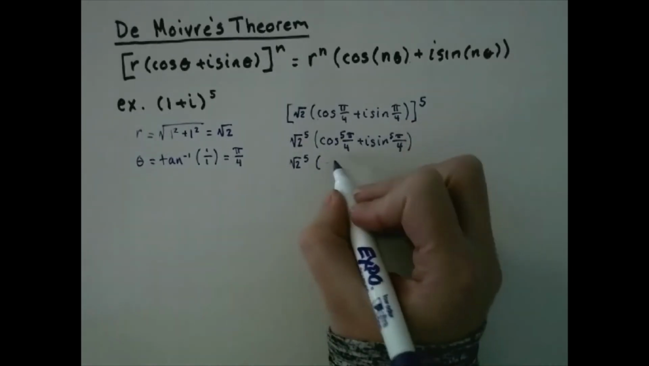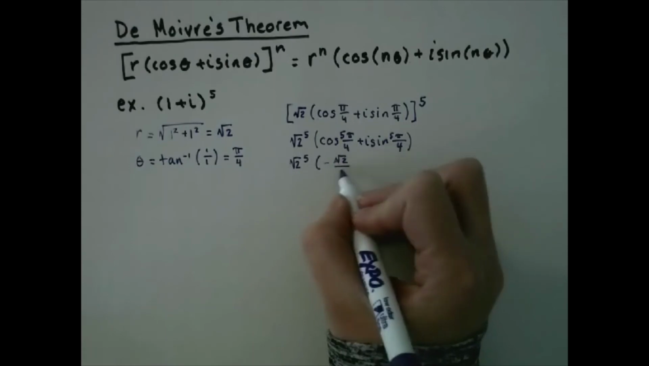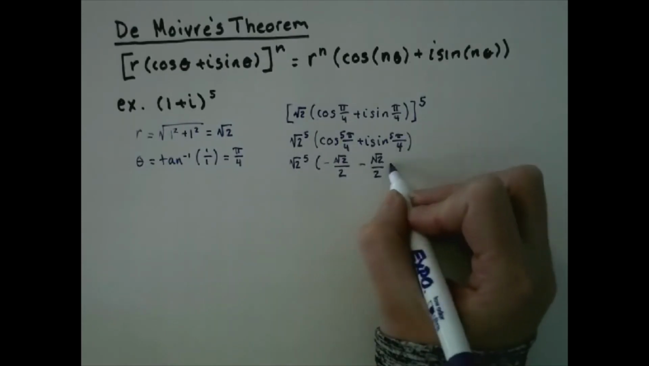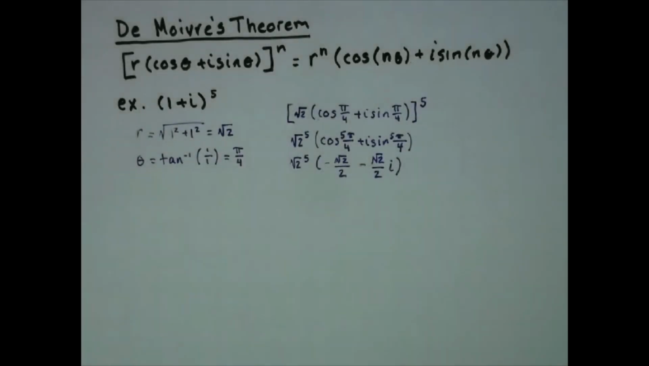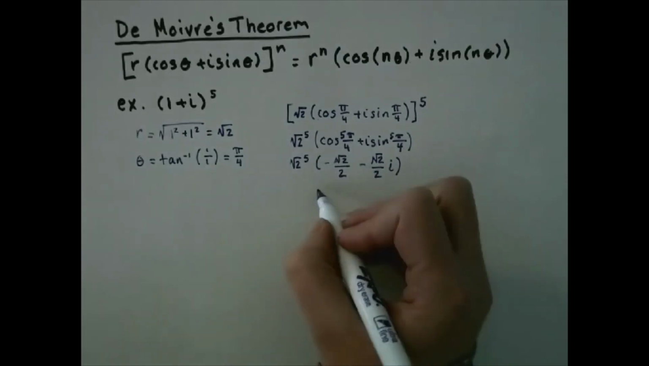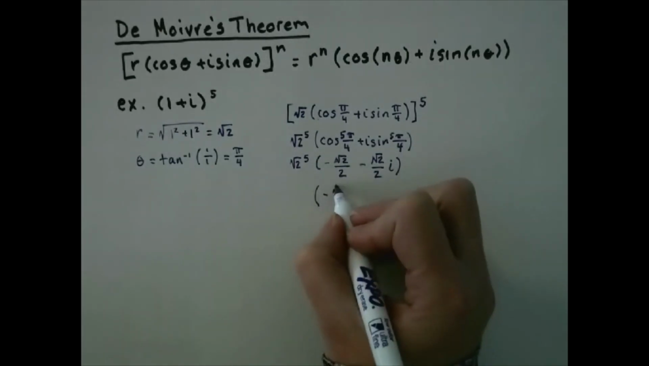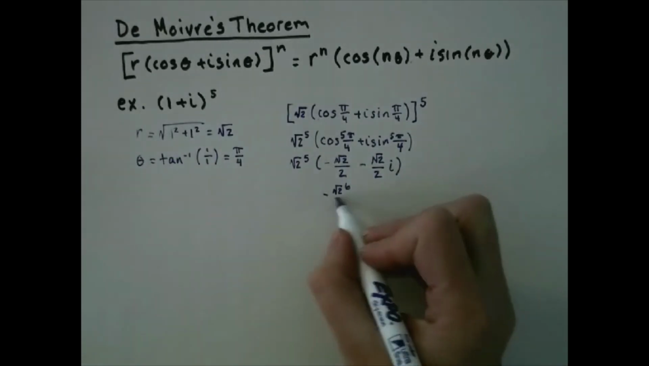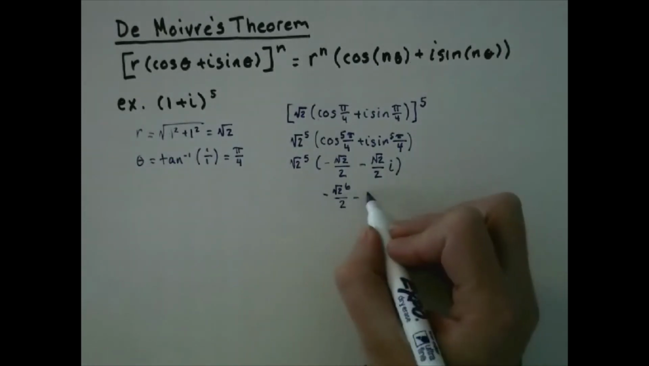Cosine 5 pi over 4 is negative root 2 over 2. Same with sine. Okay, so then I'm going to multiply in. So I've got root 2 to the 5th. So this is now going to be root 2 to the 6th over 2.